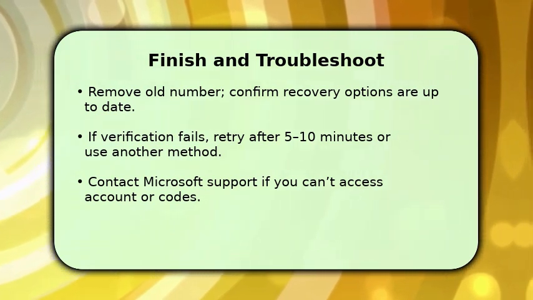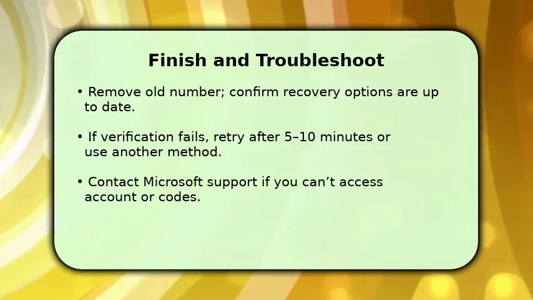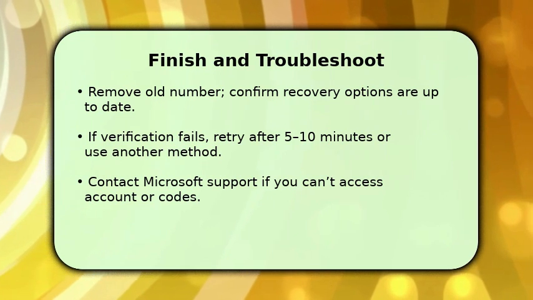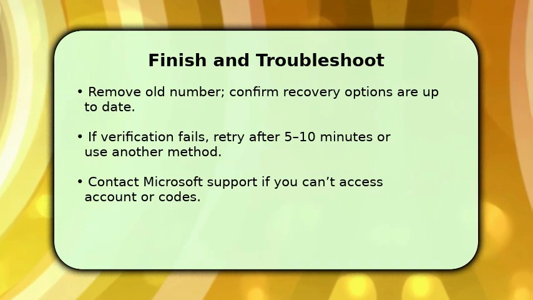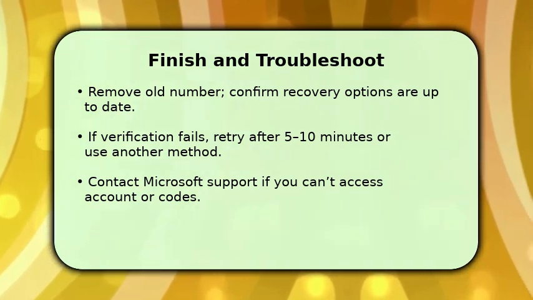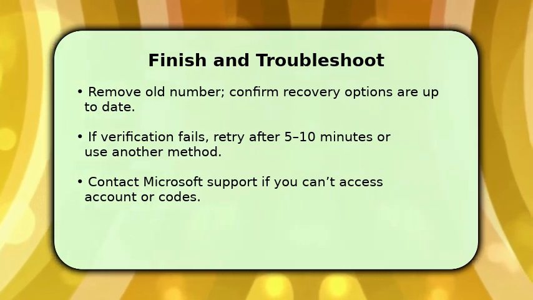If you don't receive a code, wait 5 to 10 minutes and request another, check Signal, or use the Authenticator app alternative. If you're blocked from changing the number, use Account Recovery Flow or contact Microsoft support directly, providing requested identity proof. This resolves locked accounts while protecting your security.